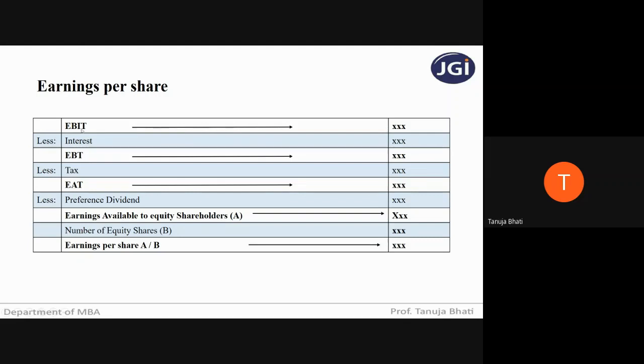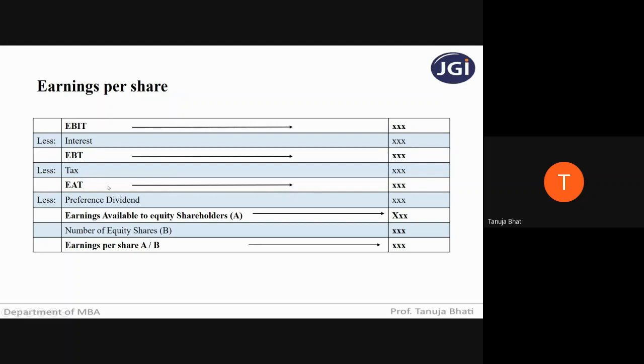So from EBIT minus I, after minusing I, you will be left with EBT, then minus T, then you will be left with earnings after tax. See here, EBIT less interest, you're left with EBT. Then less this tax, you're left with EAT, earnings after tax, less preference dividend.